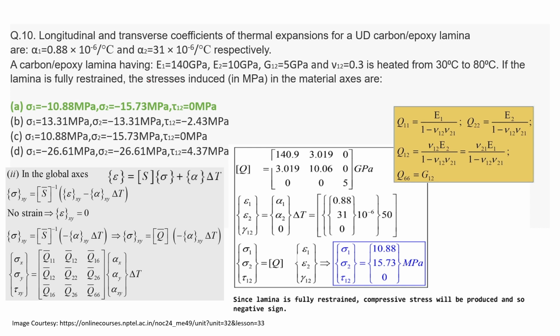And the last question is question number 10. The longitudinal and transverse coefficients of thermal expansion for a UD carbon epoxy lamina are, alpha 1 is given as 0.88 into 10 to the power minus 6 per degree Celsius and alpha 2 equal to 31 into 10 to the power minus 6 per degree Celsius respectively. A carbon epoxy lamina having E1, E2, G12 and mu12 values given is heated from 30 degrees Celsius to 80 degrees Celsius. If the lamina is fully restrained, the stresses induced in megapascal in the material axis are. So first of all, the condition given here is that the lamina is fully restrained.